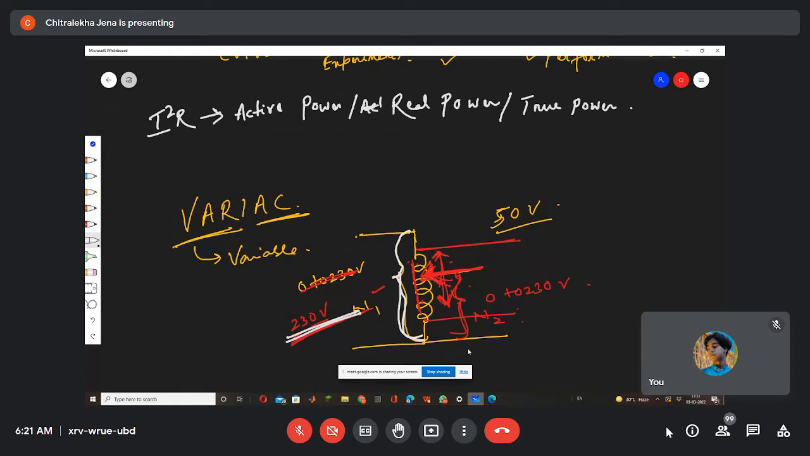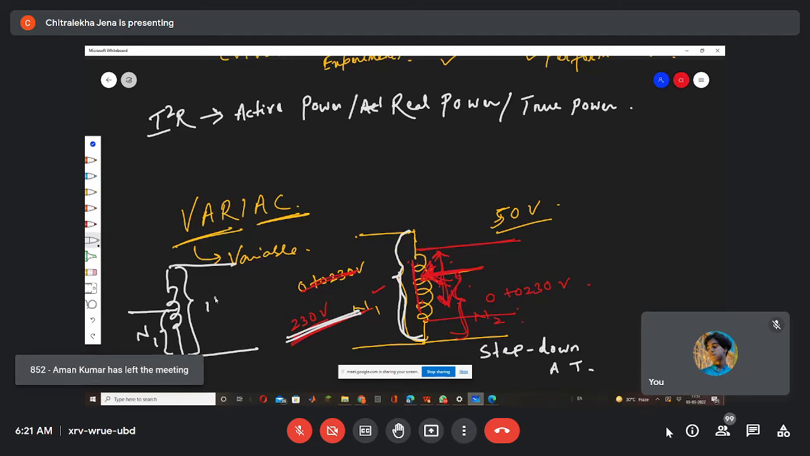This is actually a step down auto transformer. You cannot step up. Step up is different, where you will have N1 like this and N2 like this. Here you can get more than 230 volt. Understood? Here N2 will be more. Here the variac is nothing but your step down auto transformer. Am I clear to all of you?